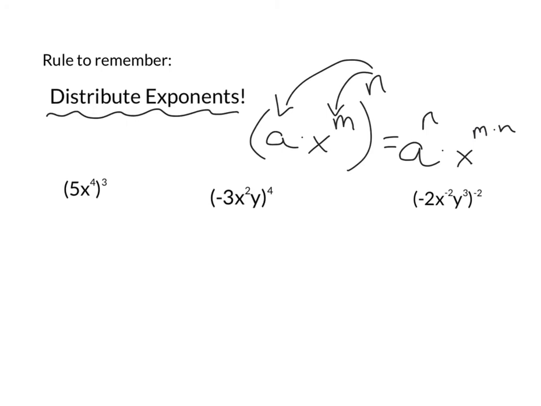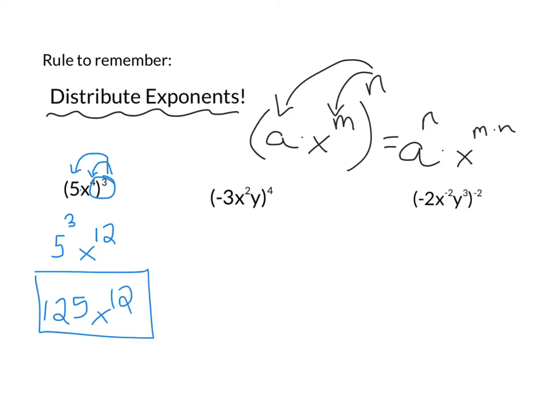Alright, here are 3 examples. Instead of writing it all out, we're going to apply that property. So the first one, the 3 on the outside, think that you are distributing to everything inside parentheses. So this becomes the coefficient 5 to the power of 3. And then x, when you have two exponents, you multiply, x to the 12th. Now 5 to the third power is 125. So 125 x to the power of 12.